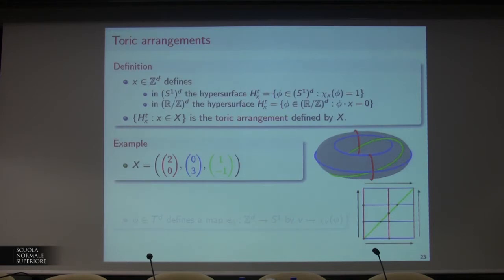Let me remind you of one thing. Each point in the torus defines a map from the integer lattice to the S1 sphere. This maps a vector v in the lattice to the character of v evaluated at this point. We will use this later on, especially where phi will be a vertex of the toric arrangement.